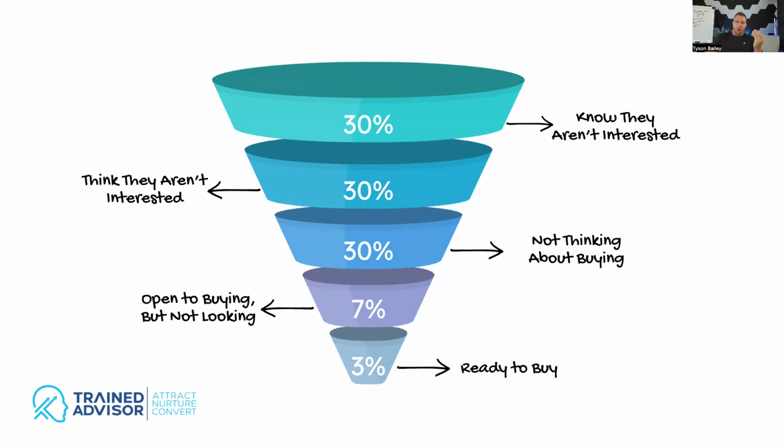Now, the 7% that are open to buying but not actively looking, this is also what I would consider a warm prospect. This is somebody who recognizes the pain points. They recognize that something needs to change, but the urgency is just not there. They're not actively going out and researching: how do I fix this problem? How do I stop this thing that's keeping me up at night? How do I alleviate that problem?